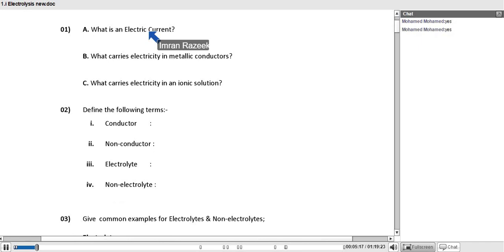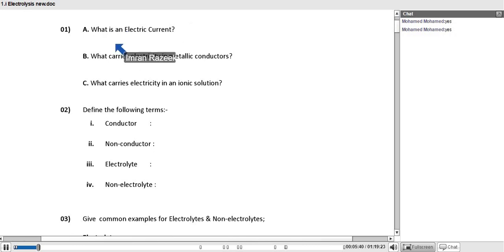So you know what is electrolysis? Breaking down of a substance using electric current. What is electric current? Movement of charged particles, can be electrons or ions. Conductors are substances which carry electric current using electrons. Electrolytes are substances which carry electricity by the presence of free mobile ions. Okay, so let us write the answers here.